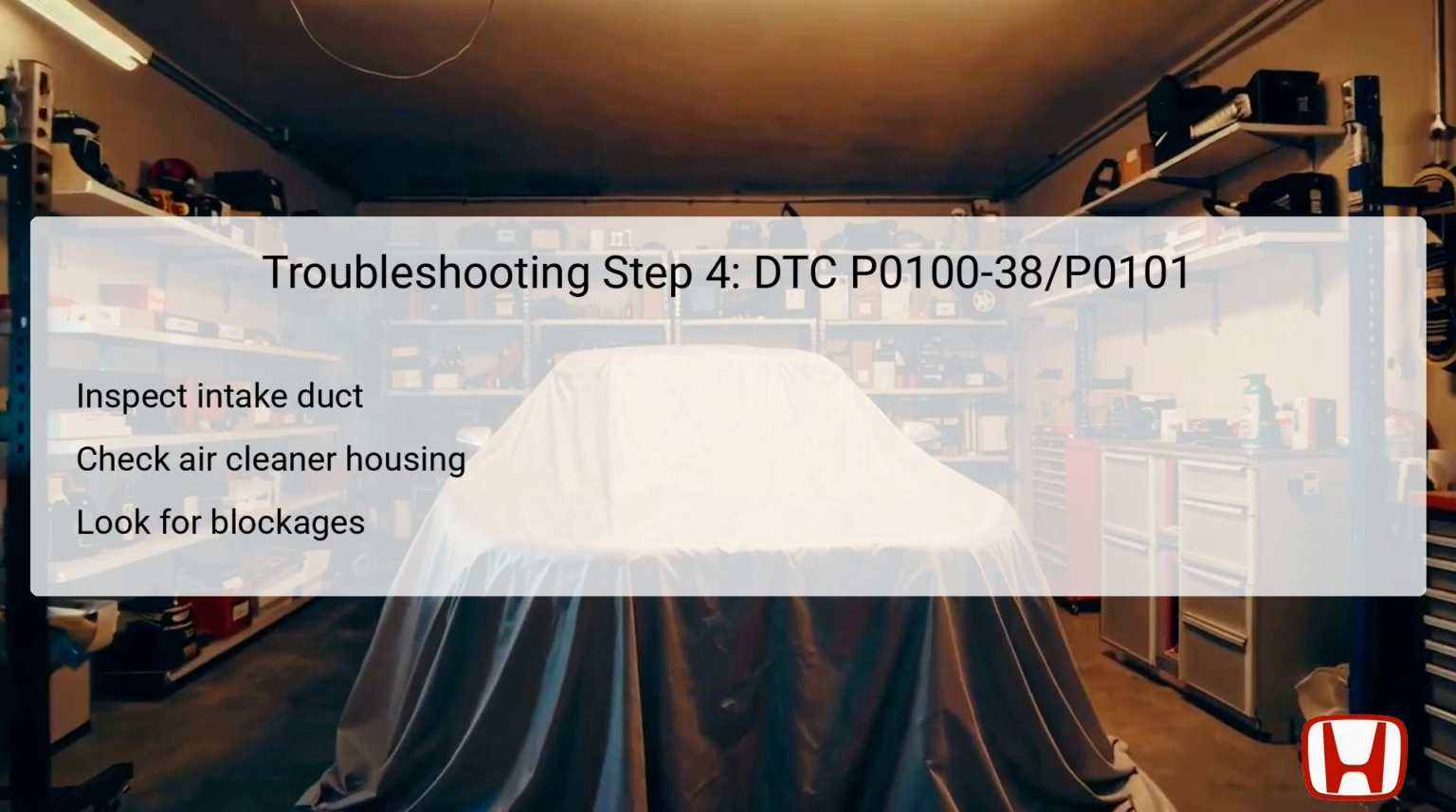In troubleshooting step 4, focus shifts to a visual inspection of the intake air duct and the air cleaner housing. It's critical to ensure there are no blockages or leaks that could distort the MAF sensor's performance. Examine the intake air duct for any signs of damage or constriction that might restrict airflow. Likewise, the air cleaner housing should be checked to make certain that it is free of debris and that the air cleaner element is clean and functioning properly.